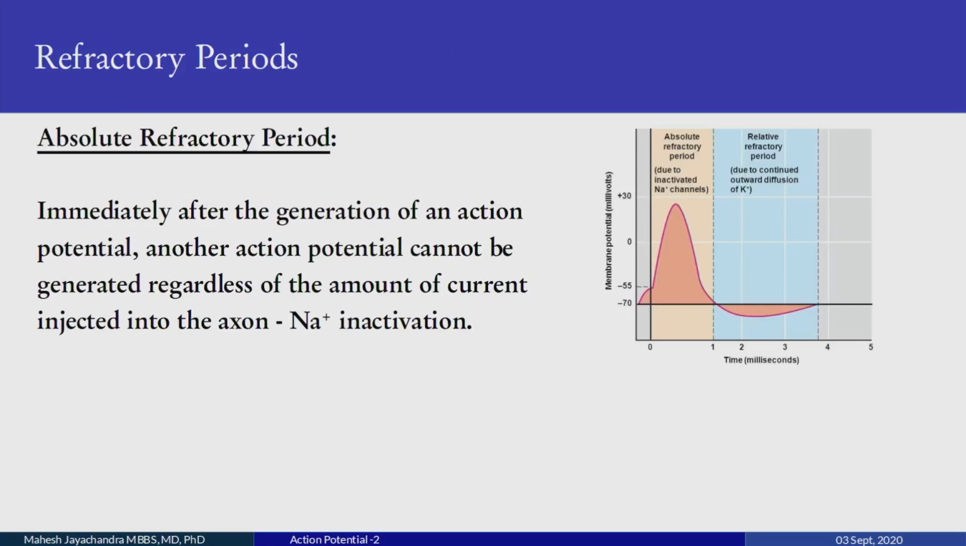So, refractory period. Immediately after an action potential, for 1 millisecond, the cell is refractory. It will not be able to fire another action potential. This is because of the inactivated sodium channels. They have to recover. Regardless of the amount of current you give, it will not be able to fire. So this is the absolute refractory period of an axon.